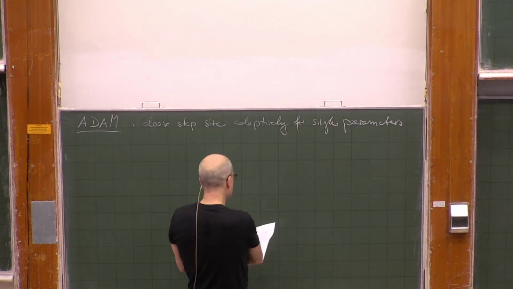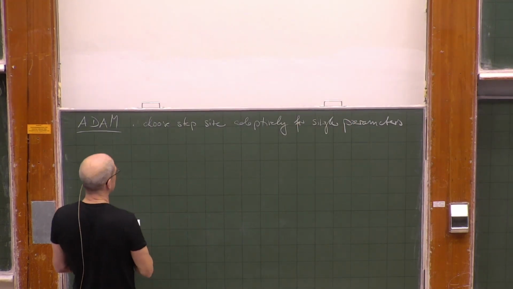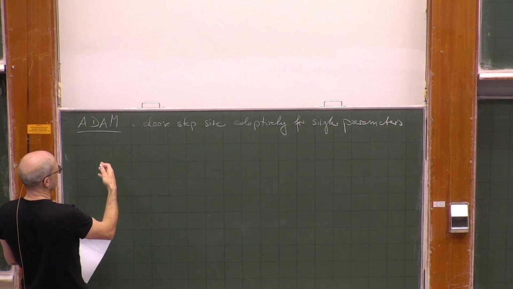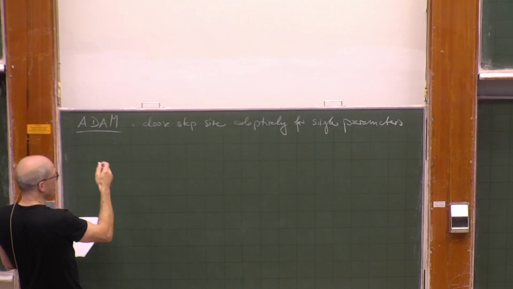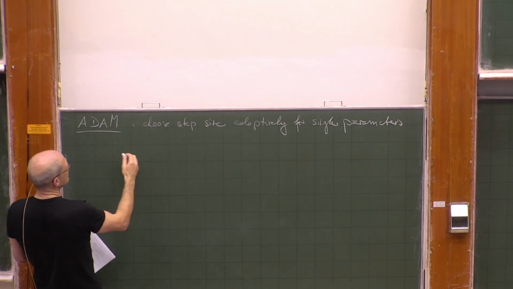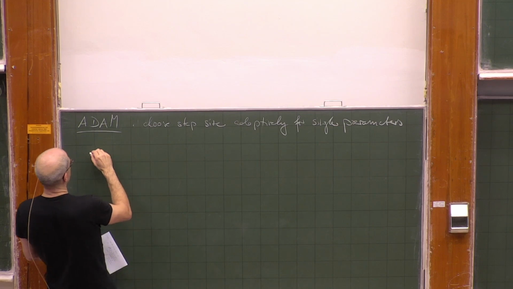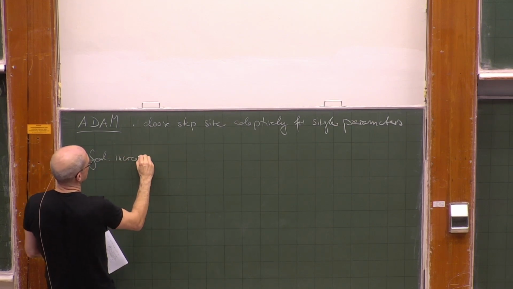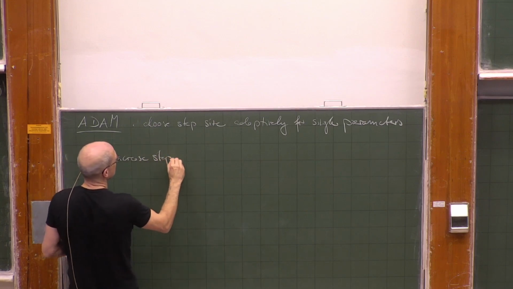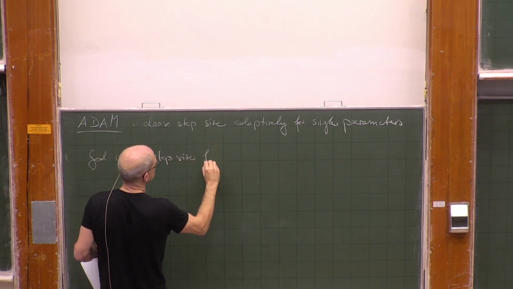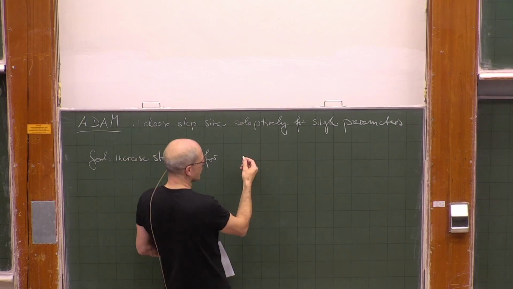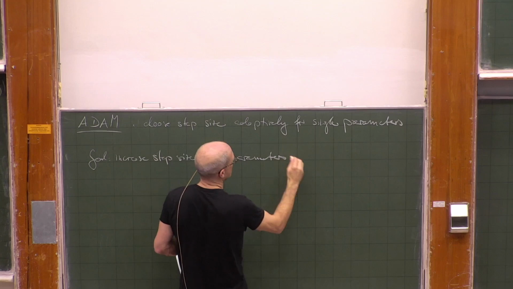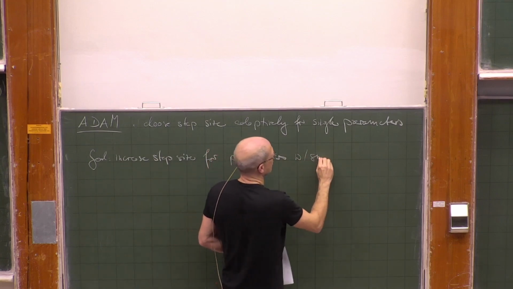And it does so by dividing, or let's say what the aim is, what it wants to do is, so the goal is to increase the step size for parameter dimensions with a small gradient.